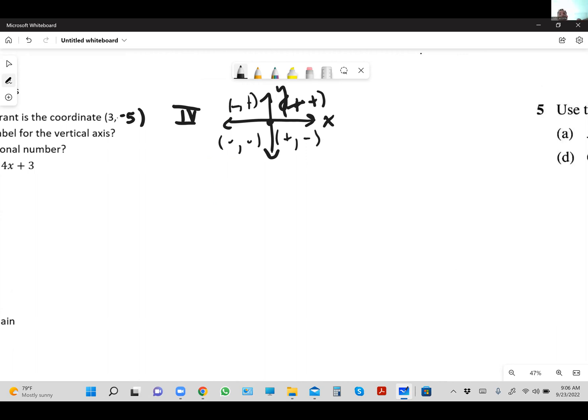Then this is minus, plus, minus, minus, plus, minus. So it's in the 4th quadrant, because this is the 1st quadrant. This is the 2nd quadrant. This is the 3rd quadrant. This is the 4th quadrant. Agreed? So that's an easy question. I know that's a giveaway question.